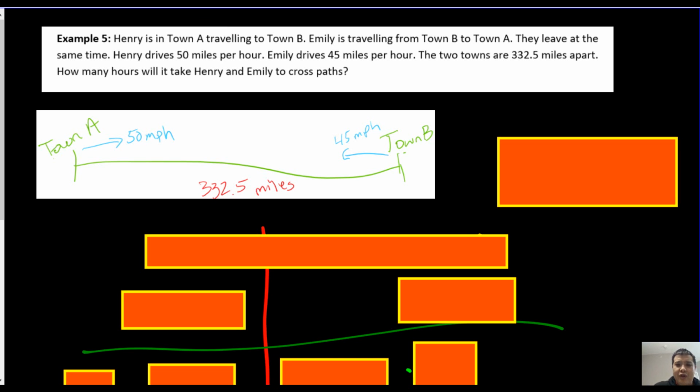So at some point they're going to cross paths. I don't know where, probably something around here because Henry's going a little bit faster. And we want to know how long is it going to take for them to cross paths? How many hours is it going to take to cross paths? To set up this equation, we need to think about setting up expressions that represent how far each person is away from a specific town. It doesn't matter which town you choose, as long as it's the same for both of them.